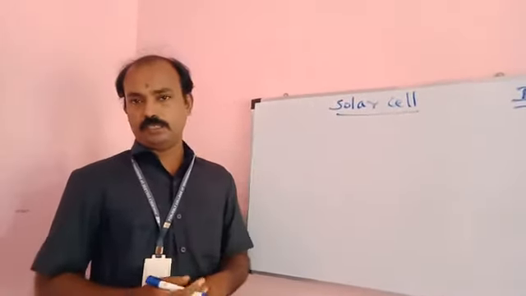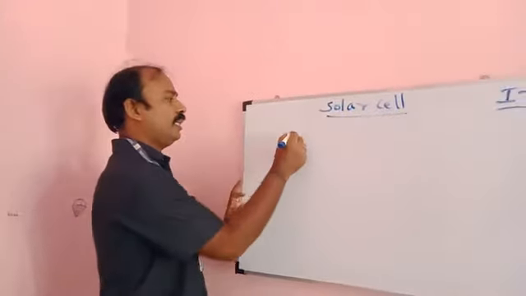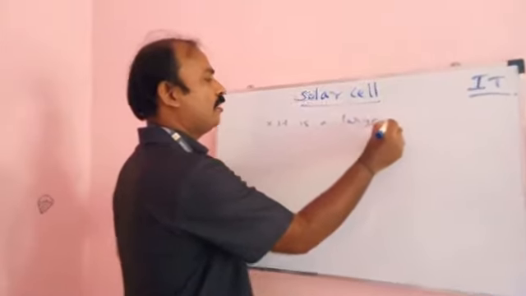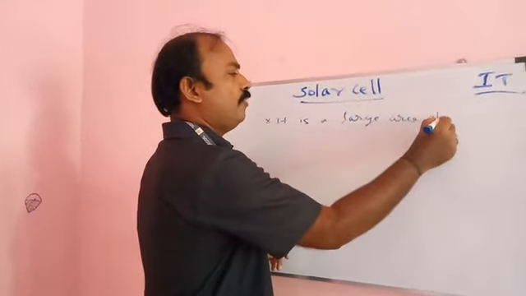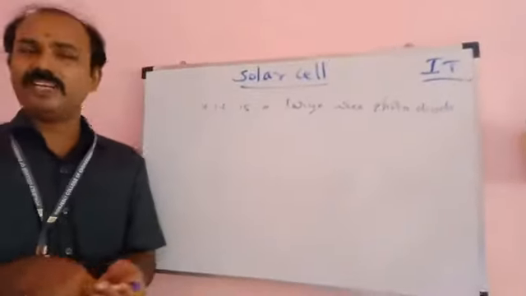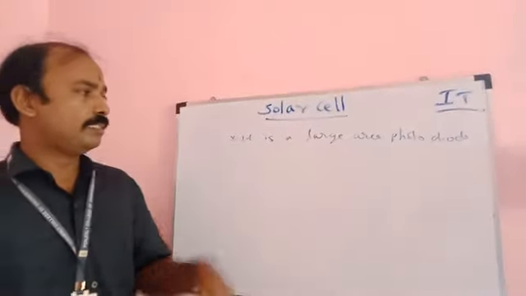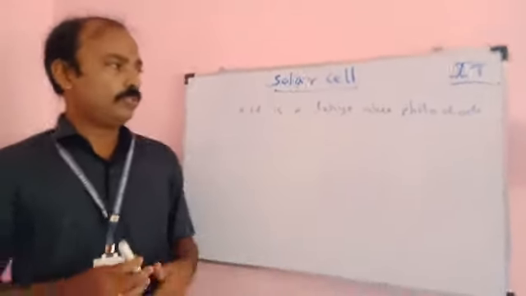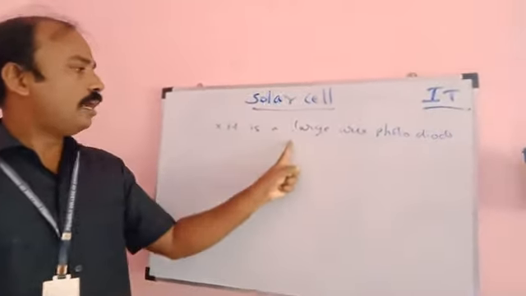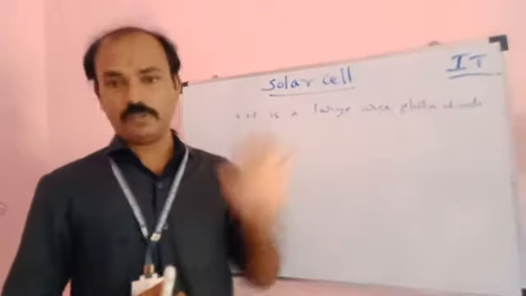The first point is it is a large area photodiode. I already explained the construction and working of photodiode in detail in the previous classes, so you know about the photodiode. So a solar cell is a large area photodiode.